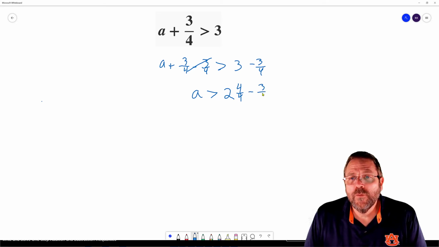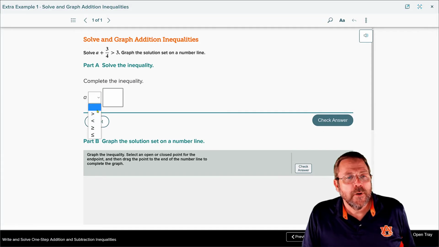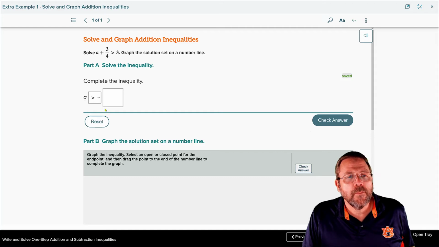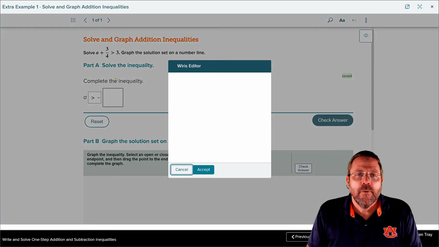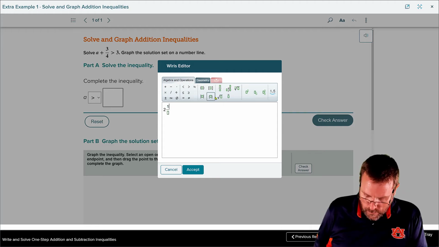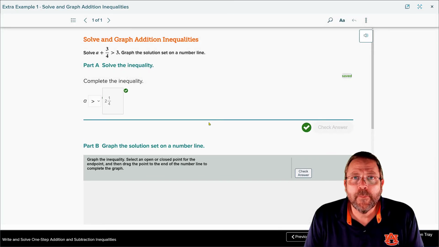And then subtract 3/4 from that, and that means my final answer is that a is going to be greater than 2 and 1/4, because 4 minus 3 is going to be 1. Jump back over to my solution. It's going to be greater than or equal to, right? Nope, it's just going to be greater than. Be careful about that. And what is it going to be greater than? It's going to be greater than 2 and 1/4. And that part checks.